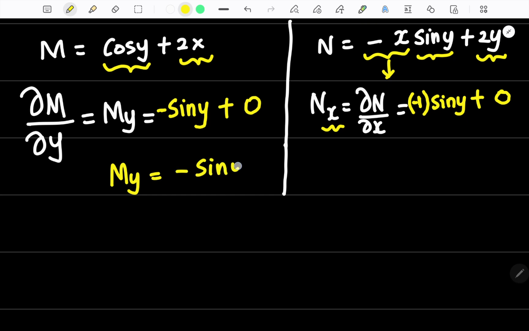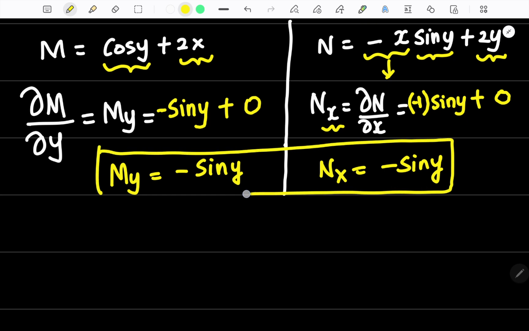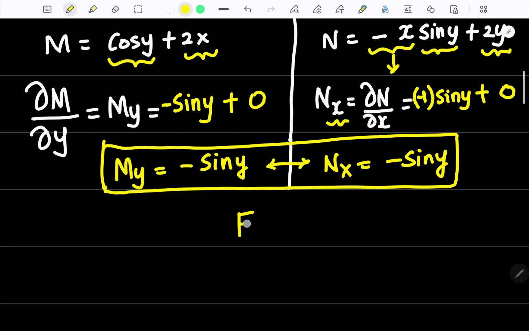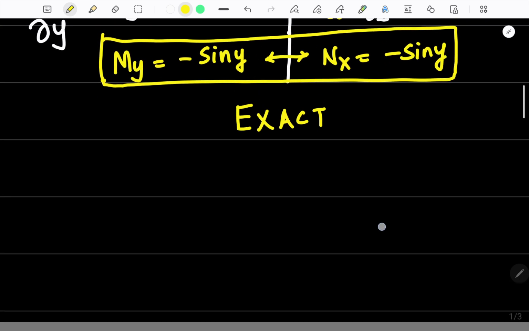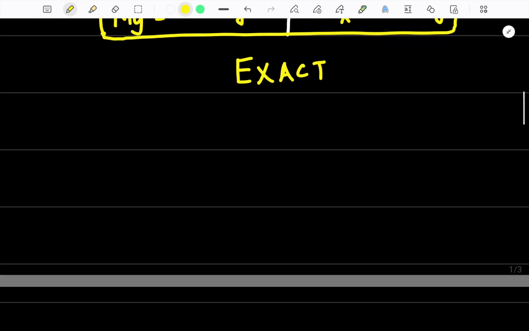So, what is my derivative? Which is minus sine y. And what is nx? Which is minus sine y. Is it my is equal to nx? Yes. Okay. So, the differential equation is what? Exact. If the differential equation is exact, we are going to solve this equation. Solving is very easy. So, just remember you are going to use partial integration. Partial integration means the same idea we used in calculus 3 in the double integration.